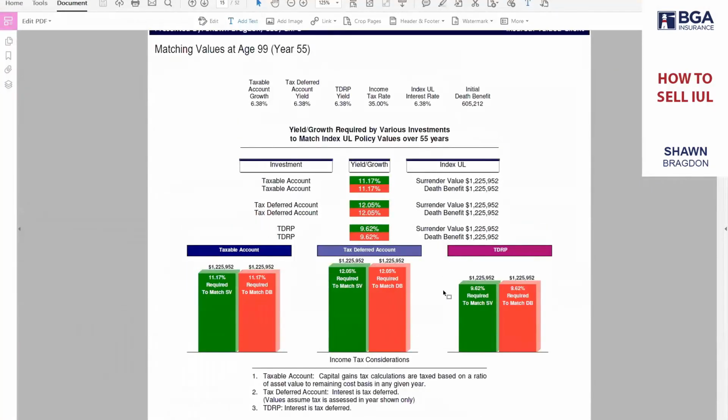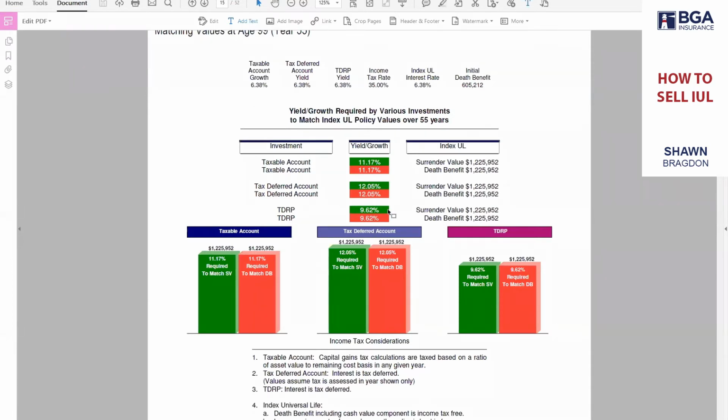This is a nice report. This is showing the return you have to get on a traditional retirement account to compete with an index UL at 6.38% in this example. Here's your taxable account. If you're getting north of 11% on your mutual funds, keep it. If not, the IUL will be a better decision. If you're getting north of 12% on your variable annuity, keep it. If not, the index UL would be a better decision. And if you're getting north of 9.6% on your 401k plan, keep it. But if not, the IUL would be a better decision.